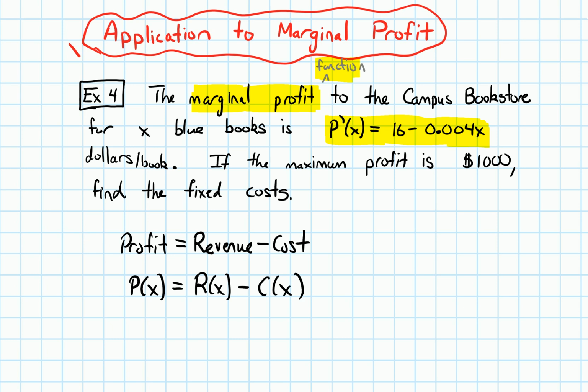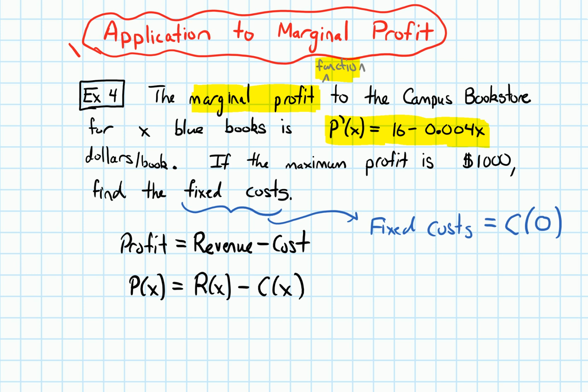So the question ultimately wants me to find the fixed costs. The fixed costs are what my cost function is when I sell no items. So it's C of 0. If we were to sell 0 items, what are sort of the starting costs that we would have? Those are the fixed costs.